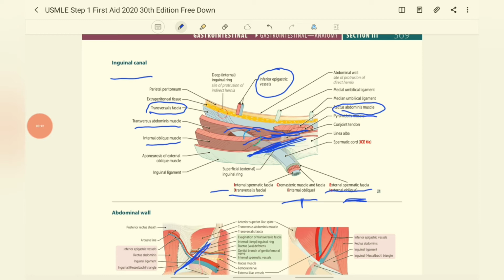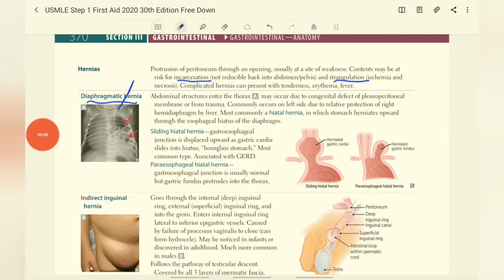So let's go through the hernias. In a diaphragmatic hernia, the abdominal structures will be entering into the thorax. Normally it occurs due to a defect in the pleuroperitoneal membrane or due to trauma of this membrane. It usually occurs on the left side because there is a more protective structure on the right side, the hemidiaphragm of the liver. The most common herniation is hiatal herniation.